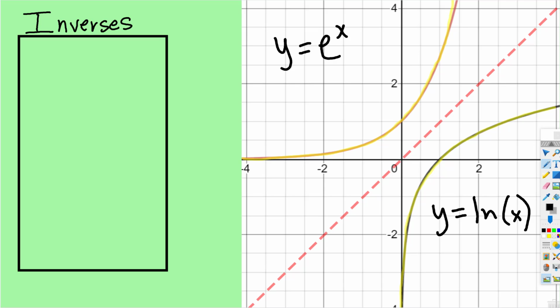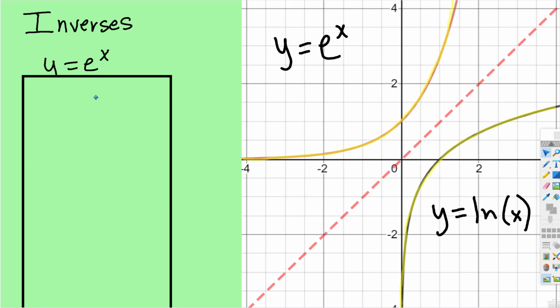Okay, now I'm going to show you how the two basic parent functions, the exponential function and the natural log function, are inverses of each other. Graphically, you can see that they're inverses of each other. If you were to fold each of those graphs over that dashed diagonal line at a 45-degree angle, you'd be able to see that the natural log graph would fold right on over to the exponential graph, or vice versa. But let's see algebraically what happens.